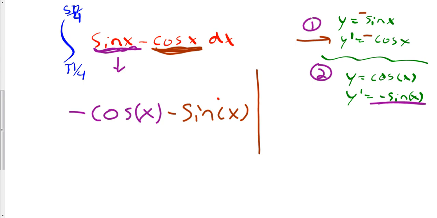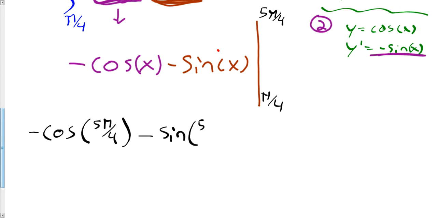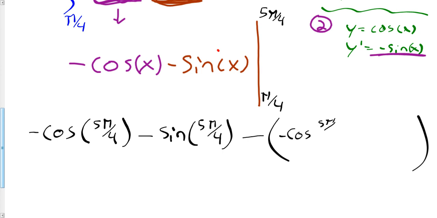Okay, and now we're just integrating that from pi over 4 to 5 pi over 4. I'm going to fly through this, but don't forget these things. Okay, so negative cosine of 5 pi over 4 minus sine of 5 pi over 4, minus, and then we need to subtract the whole entire thing, negative cosine of pi over 4 minus sine of pi over 4, okay?